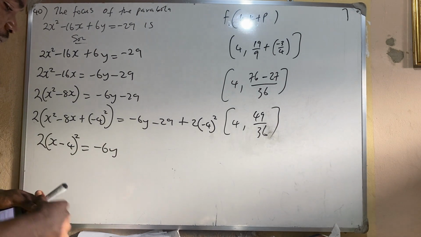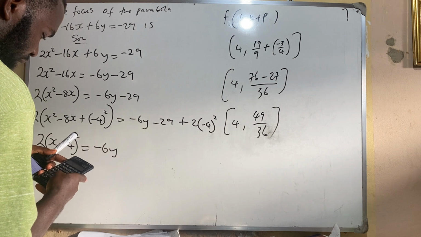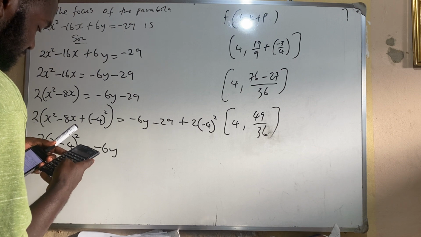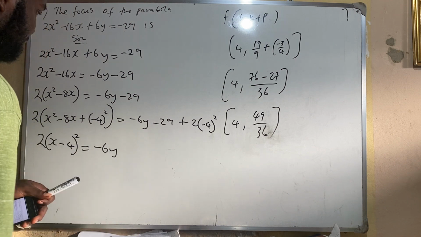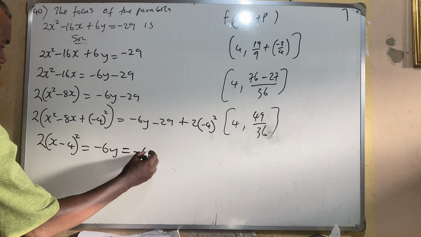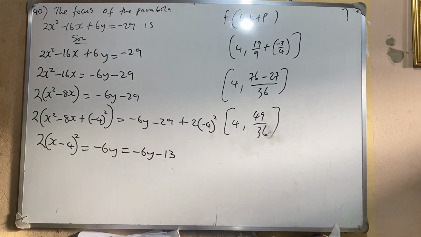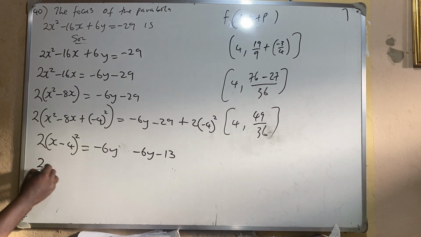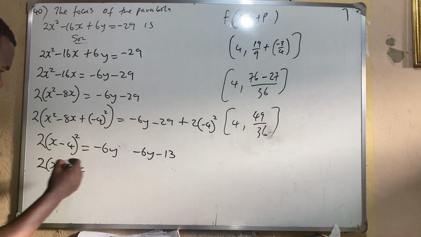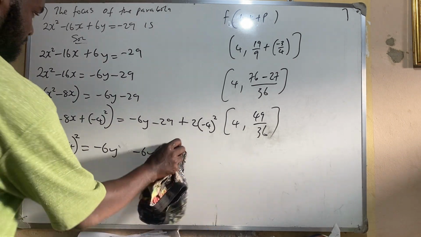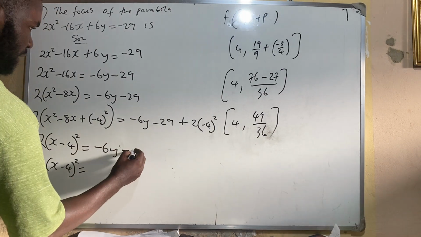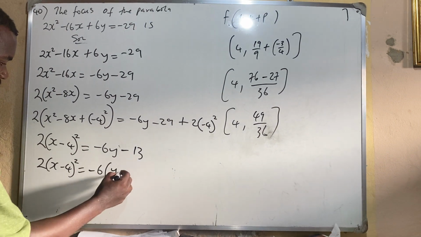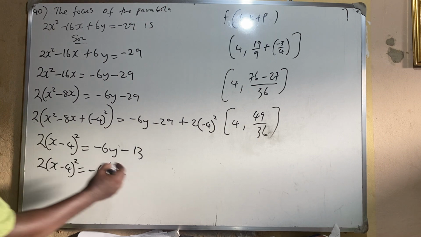Okay, so I have 2 in bracket of x minus 4 all squared is equal to minus 6y. Do that there. I'm going to have 8 times 2 is 16. 16 minus 29, I'm going to have minus 13. So I'm having minus 6y minus 13. Okay, so what do I have now? Sorry, this is not equal to but minus. So I'm going to have 2 in bracket of x minus 4 all squared is equal to minus 13. If I bring that minus 6 outside, I'm going to have y minus 13 over 6.